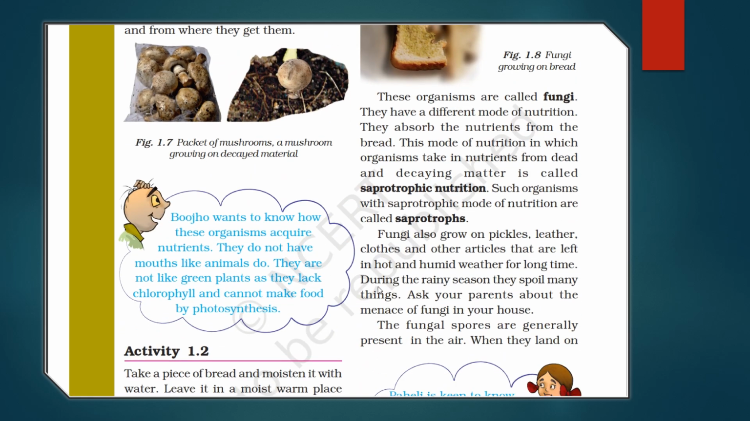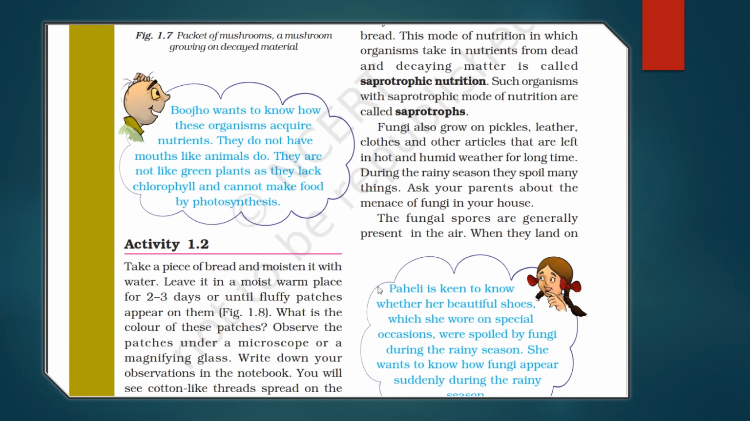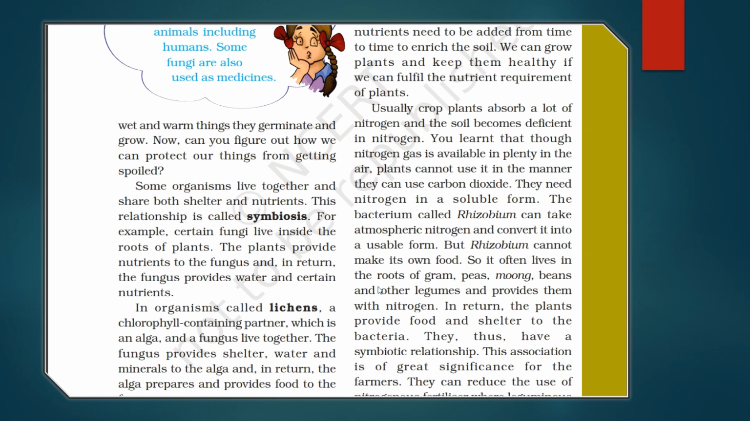Fungi also grow on pickles, leather, clothes and other articles that are left in hot and humid weather for a long time. So during the rainy season, they spoil many things. Ask your parents about the messiness of fungi in your house. The fungal spores are generally present in the air. When they land on wet and warm things, they germinate and grow. So now can you figure out how we can protect our things from getting spoiled? Yes, we will take care of the temperature around that place, so they get a constant temperature, not hot and humid.